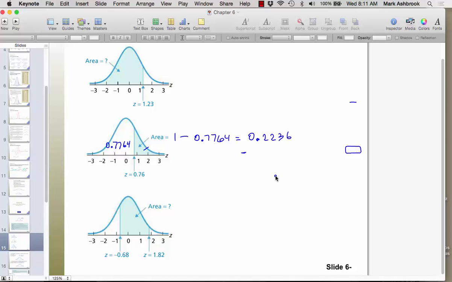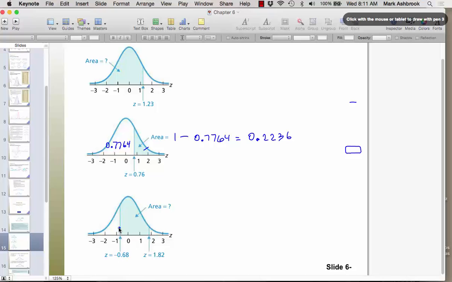Okay? So finally, we got another situation. How about between? So how would we get an area, say, between a z-score of negative 0.68 and a z-score of 1.82? Can you imagine how you could use the table to get that area? Could you take the z-scores for to the left of the 0.68, to the right of the 1.8? Wait, no. Never mind. Okay.